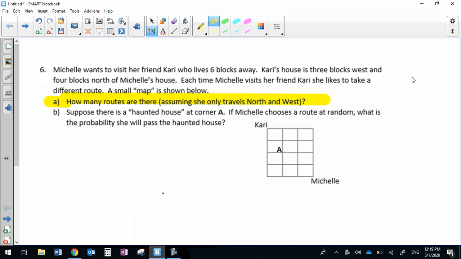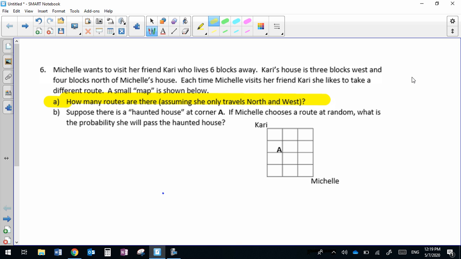I'm just going to take up this homework question by request. This is a difficult one, especially part B. We obviously need the answer to part A to get part B. So we've got this map. Michelle needs to get to Carrie's house, and that's 3 blocks west and 4 blocks north. So we can answer this problem using permutations.